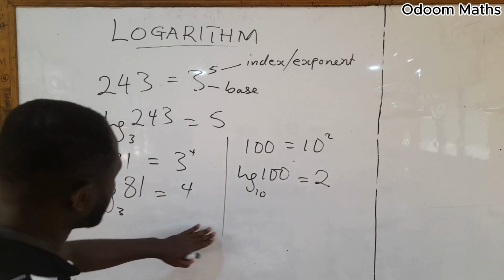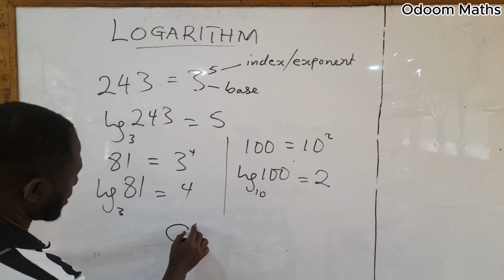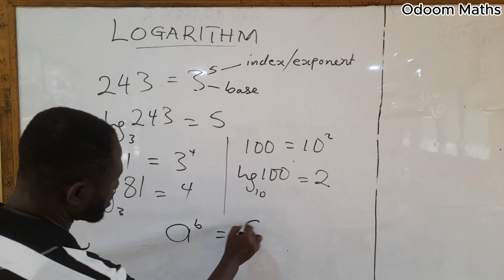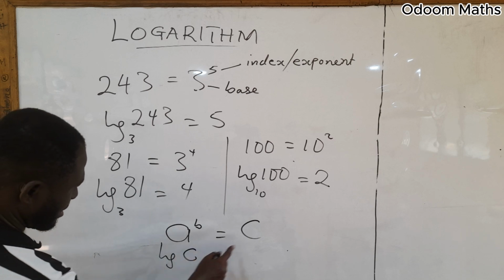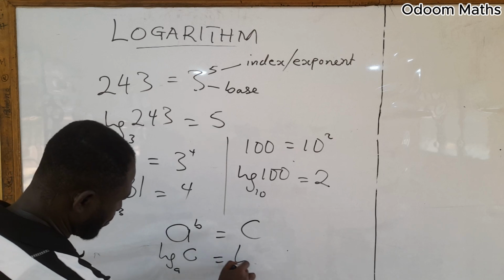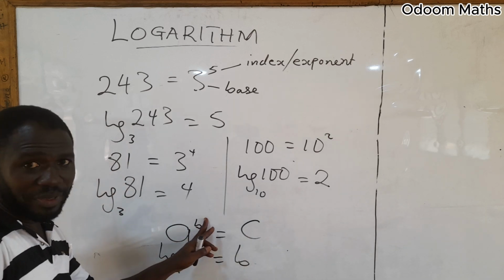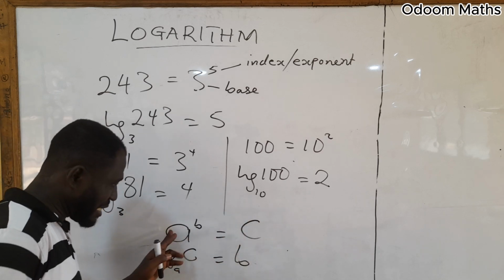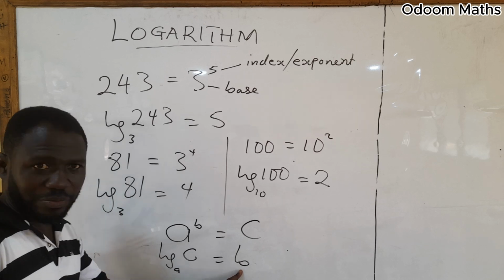Okay. So in this case, let's say we have a to the power b, which is equal to c. So it means that log c, base a is equal to b, because c is equal to a to the power b. So it's log c base a equals b.